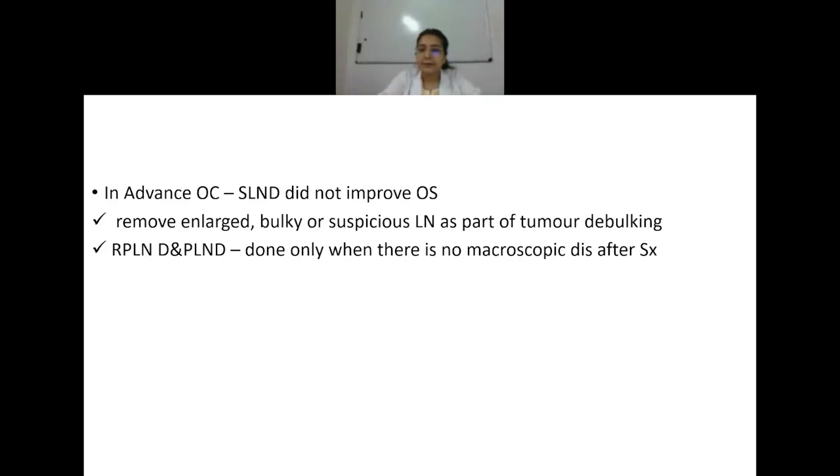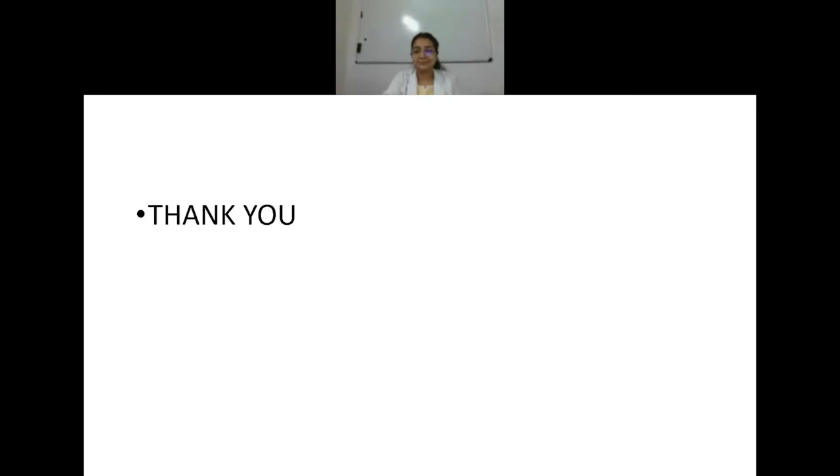Retroperitoneal lymph node dissection or pelvic lymph node dissection can be done only when there is no macroscopic disease left after the surgery. The question was not about whether to debulk adequately or not. If you see a node which is enlarged, you're supposed to remove it. That's not the question. It is the node which does not look enlarged, or which looks normal. Should you remove that node or not? The question is that. Sir, we should not remove that in advanced ovarian cancers.